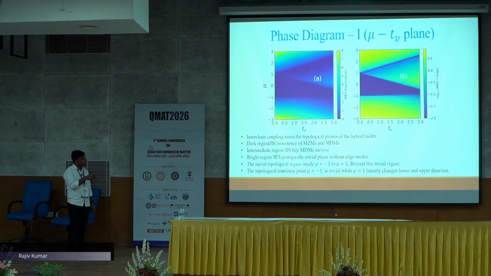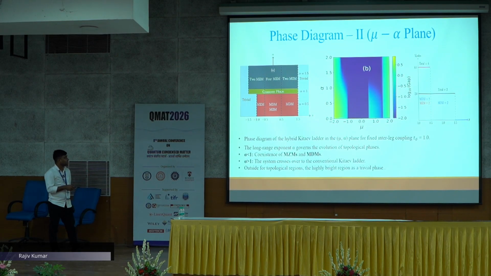And we see that this dark region corresponds to the Majorana zero mode and massive Dirac mode coexisting region, and the middle one is the bright region corresponding to the massive Dirac mode, and beyond -1 the dark line is the trivial region corresponding to no edge modes.